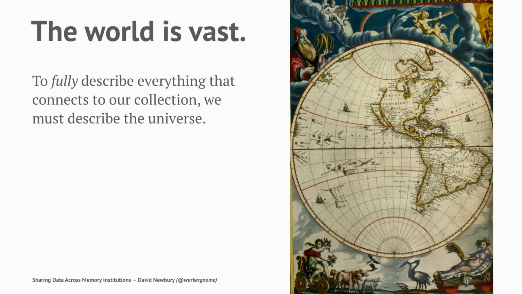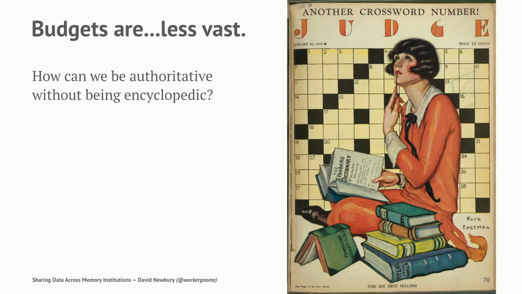And because the world is incredibly enormous, when we get beyond just describing the objects that we have, but also the people that they interacted with, and the events, and the places, we have to describe everything in the universe, because everything interacts with everything else. We're all part of a big system. And our budgets are less big than the world is big. So I think the question is, how can we be authoritative without describing everything?